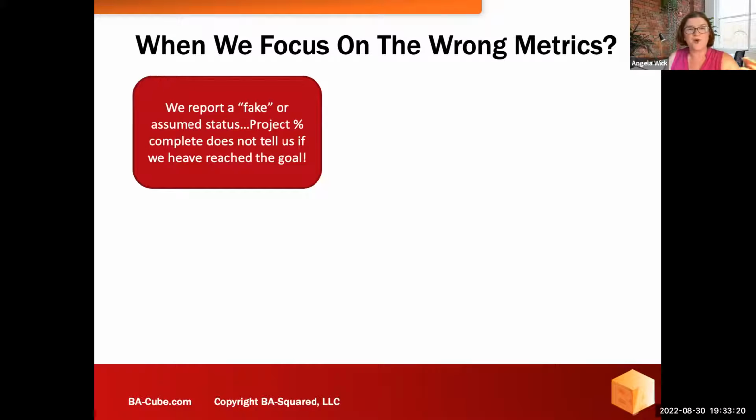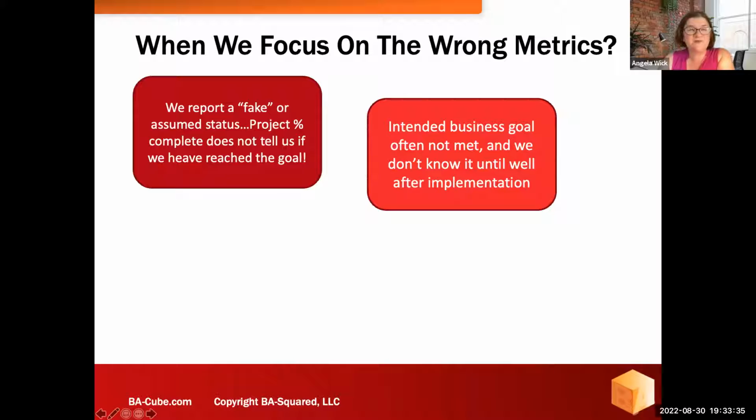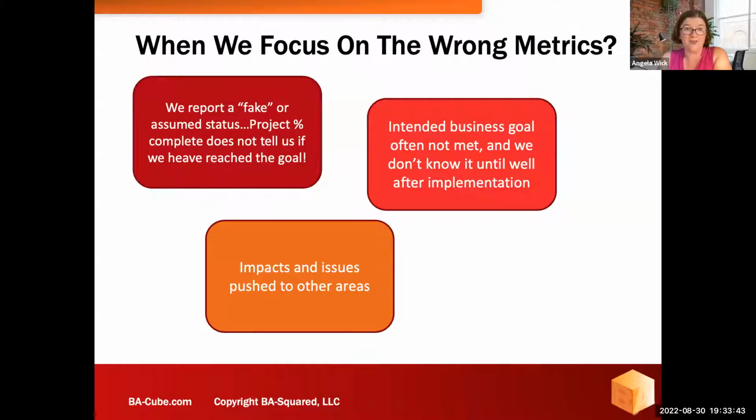So our business analyst product owner job is actually to validate what customer metrics leaders care about and then measure them as we go, so that we can see which features and user stories are moving the needle and making a difference, and adjust as we go. A lot of times too, with the wrong metrics, our intended business goal is just not met, and we don't know it until well after implementation. That's just too late, in my opinion.